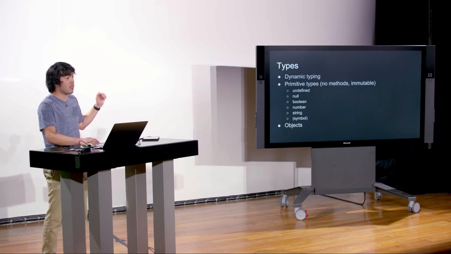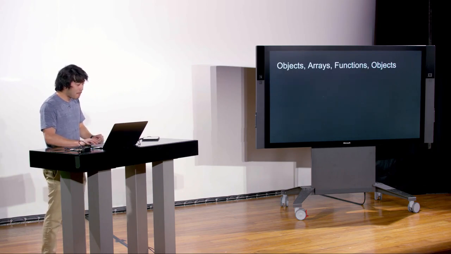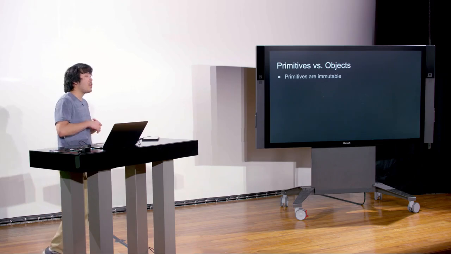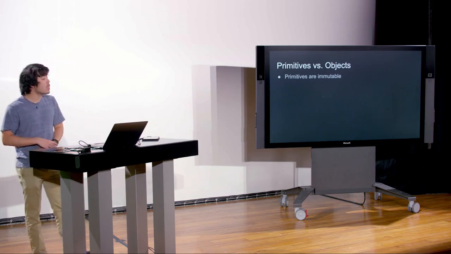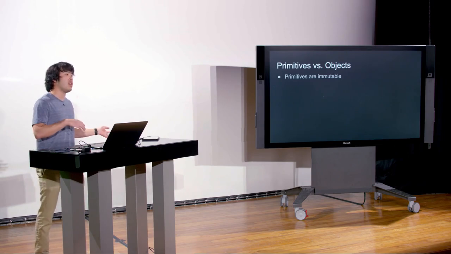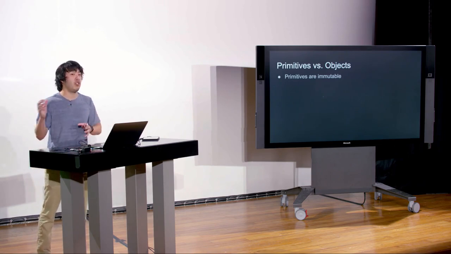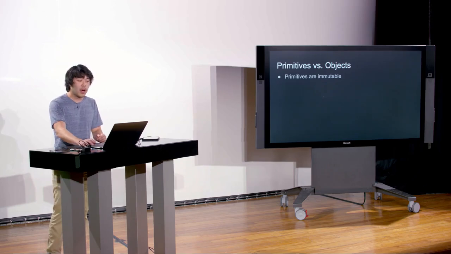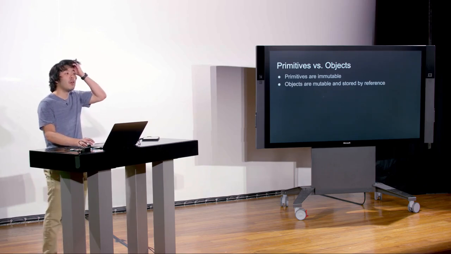And symbol. So good, you got them all, nice. So everything other than those primitive types are actually objects. So primitives are immutable, which means if you want to change them, you're actually replacing them with a new value rather than actually changing them themselves. Whereas objects are not; they're actually mutable.